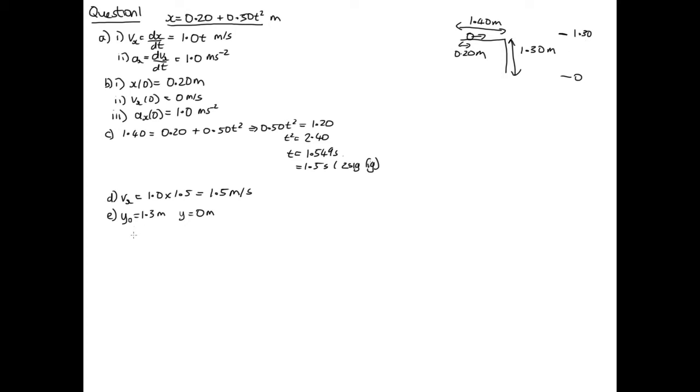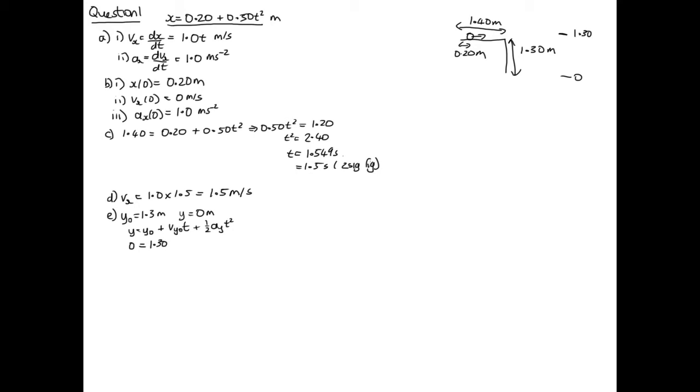And so to calculate that time, we can use y is equal to y naught plus vy naught, the initial velocity in the y direction, t, plus a half ay t squared. And what we're trying to get is this t squared. So in this case, we've got y is 0, y naught is 1.30.